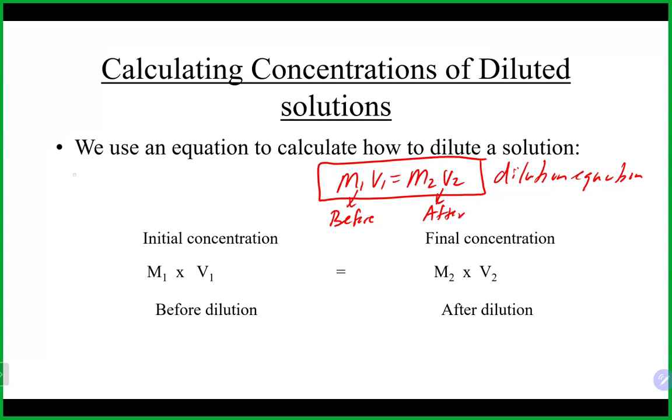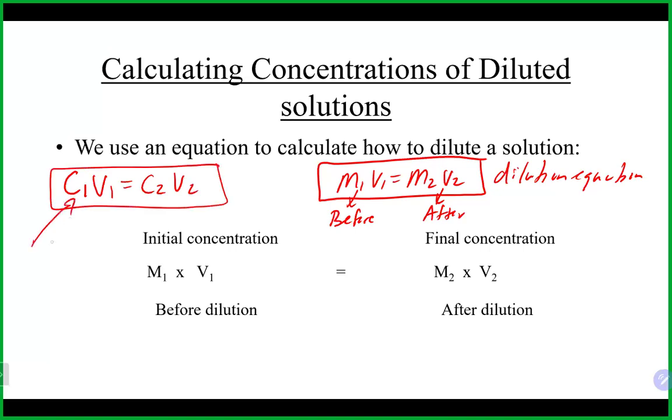Now, you can technically, and sometimes books will use this one nowadays, C1V1 equals C2V2. It's the same equation. C is just generic for concentration, which means technically speaking, you could use any type of unit of concentration, like we did percent mass, mass, percent volume, volume. You could throw those into this equation as well, and it will come out the same.